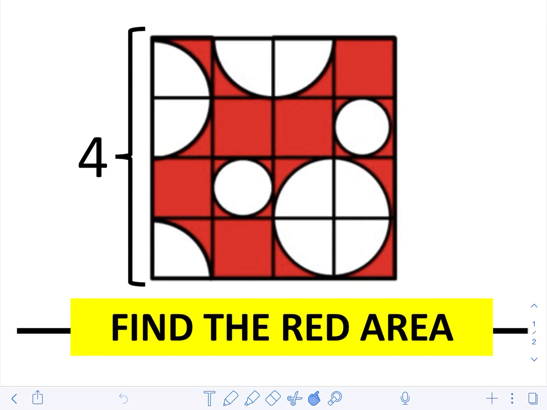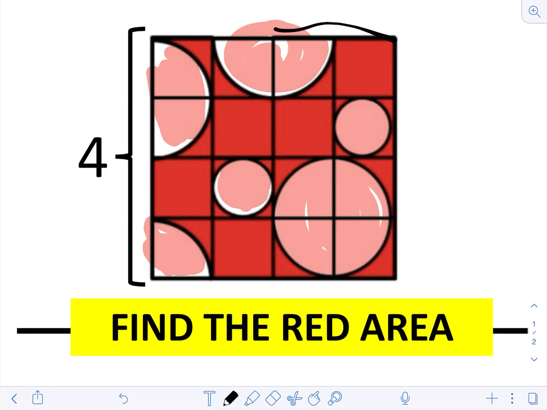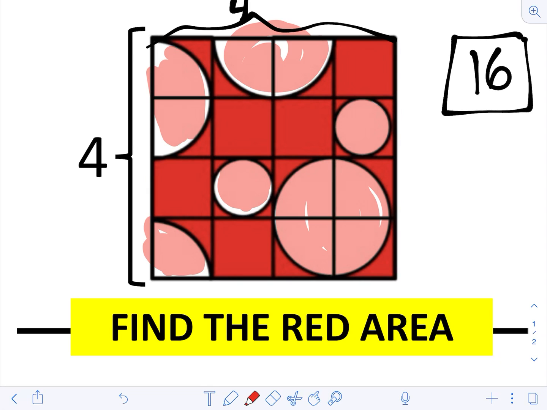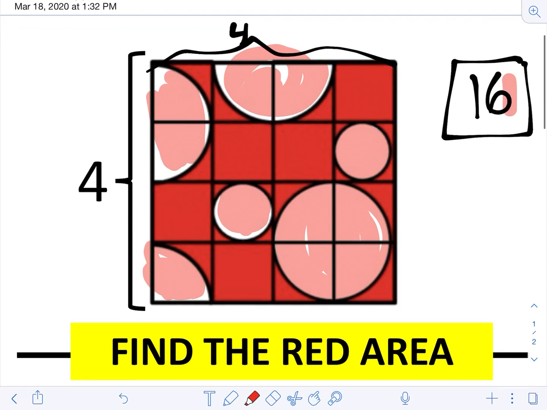Okay, so we need to find the red area, and what we know is that the side length is 4. The best way is to start off by just ignoring all the white. Just fill it in your mind. So what you have is one giant red square, and that red square is 4 by 4. So that means the area of the whole red square has got to be 16.